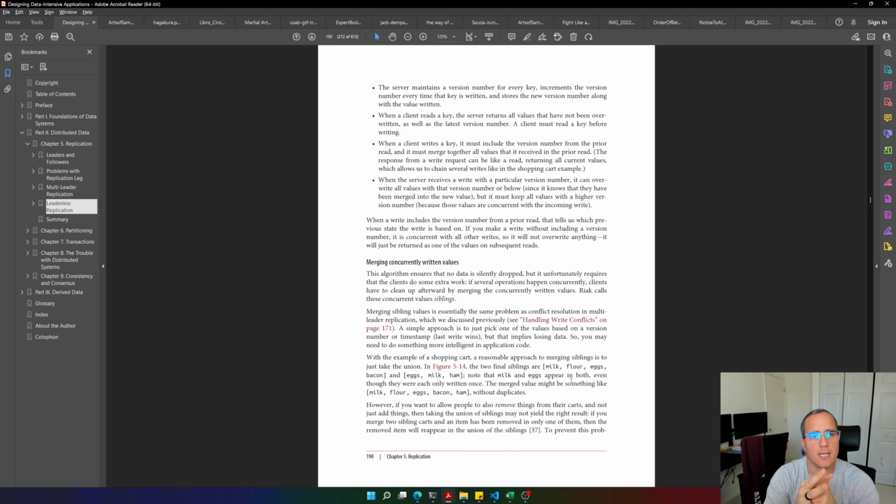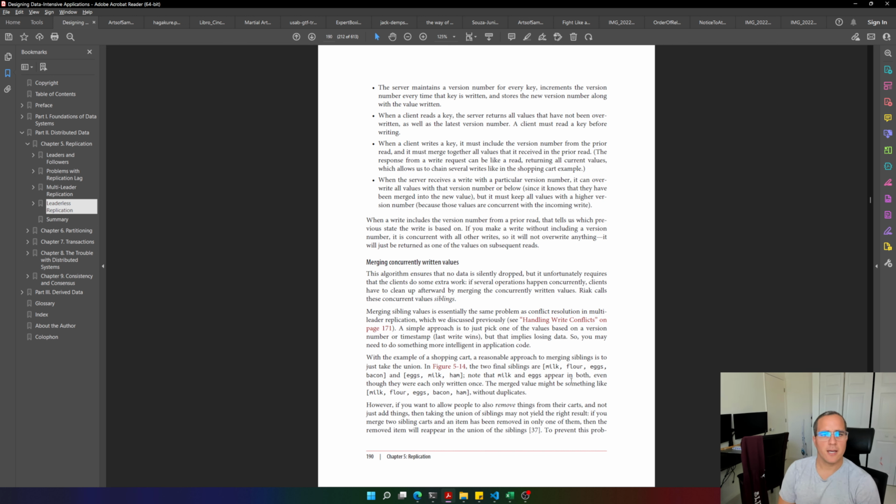When a client writes a key, it must include the version number from the prior read, and it must merge together all values that it received in the prior read. The response from a write request can be like a read, returning all current values, which allows us to chain several writes, like in the shopping cart example.